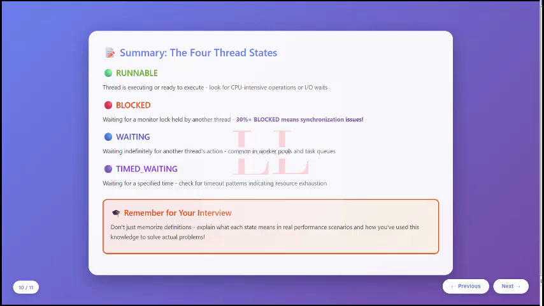Waiting is waiting indefinitely for another thread's action. This is common in worker pools and task queues, but verify it's intentional. Timed waiting is waiting for a specified time. Check for timeout patterns that might indicate resource exhaustion.